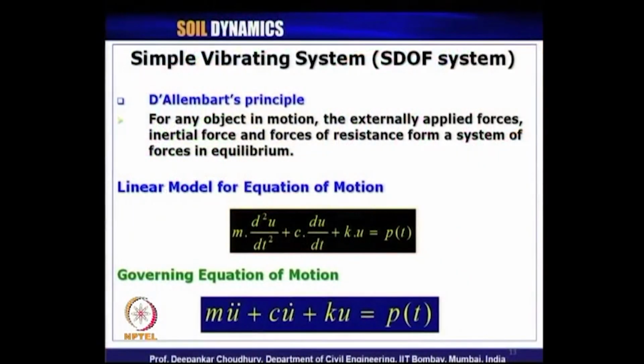So, now let us look at the slide here. What I have discussed till now, the same thing is written here. The linear model, considering mass, damper and stiffness, the equation of motion takes the shape like this. So, the governing equation of motion is like this.